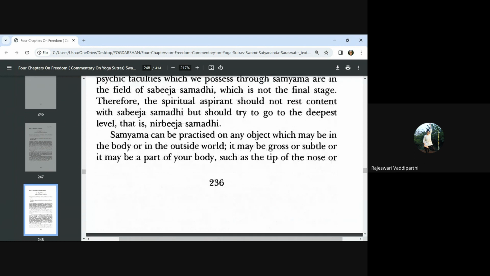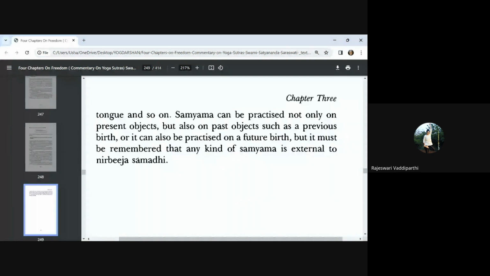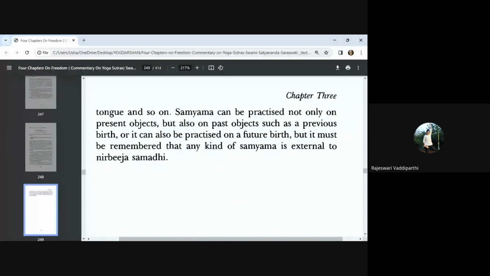Yes, ma'am. I'm confused with the previous question that you asked, when somebody said the Savitarka, Nirvitarka are external practices. And here now this one. A little confusion in the question that you asked, ma'am. Can you repeat what I asked? The previous question didn't register in my head, ma'am.